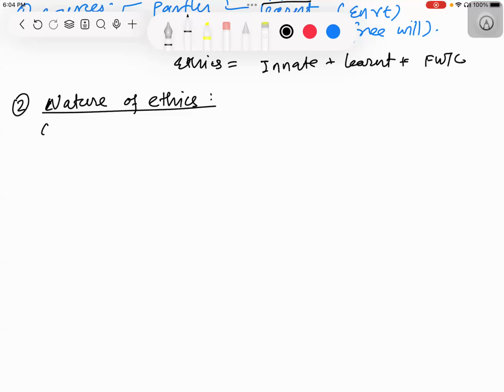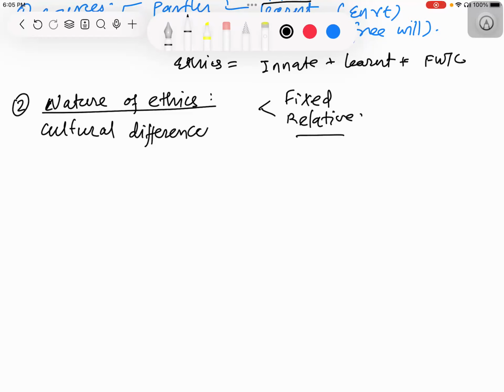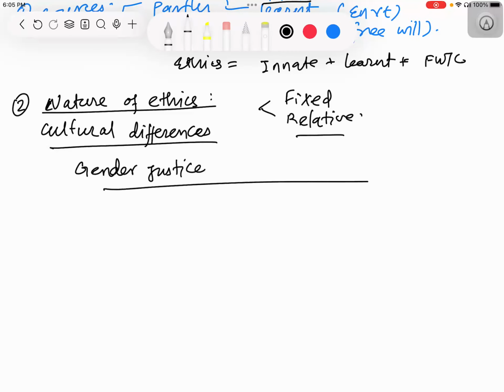Sometimes we feel that ethics is fixed, but actually it is not fixed. Many times it is relative. For example, there are many cultural differences in ethics. Now someone will ask, what cultural differences in ethics? For example, if you see gender justice, see how in different countries, for example in developed countries versus developing countries, what difference you will see.